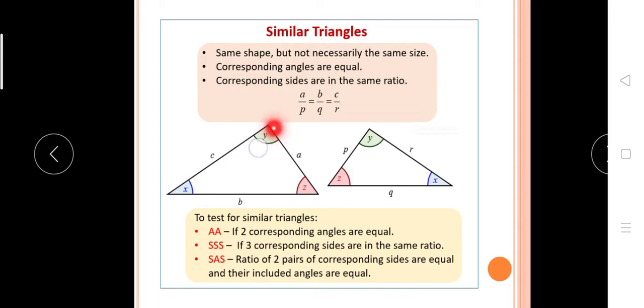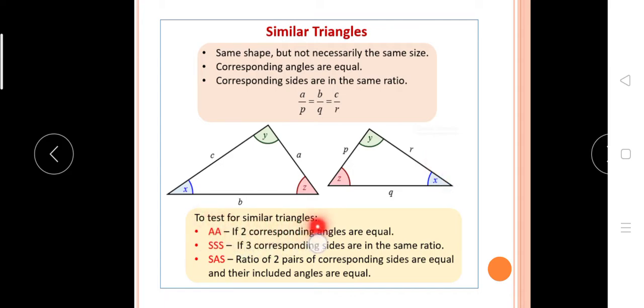For example, see in these two triangles, y is equal to y, x is equal to x, z is equal to z. So these angles are of equal measure. If this is 50, this is also 50. If it is 60, then this is also 60. Like this, every corresponding angle is of equal measure. Therefore, the shape of the triangle is the same, but the sides are in equal proportion. Means they are in the same ratio.